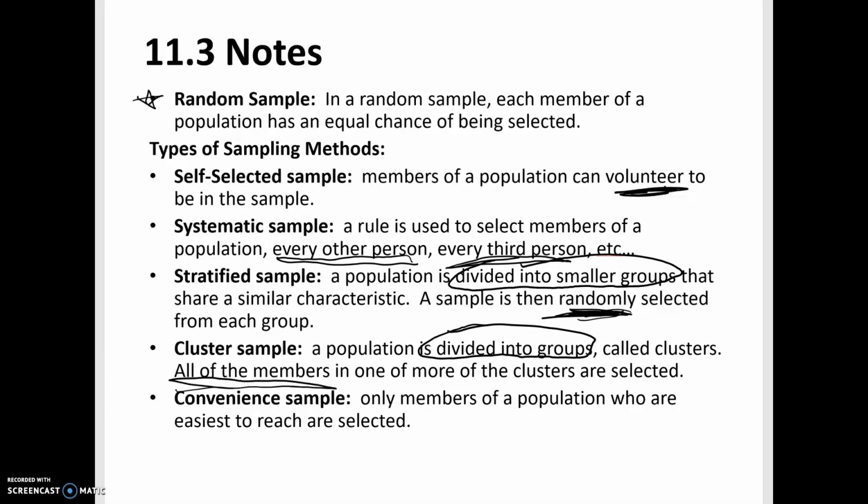Then you have what's called a convenience sample, where only members of a population who are easiest to reach are selected. So people that live close to me, people that work close to me, those would be convenience samples.